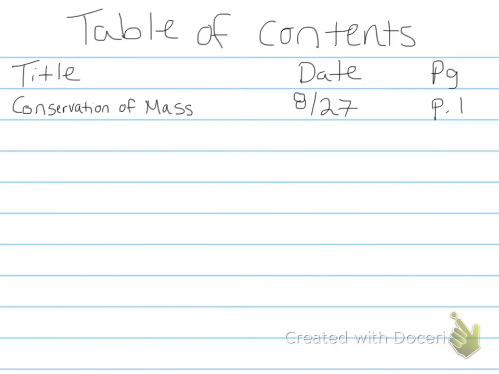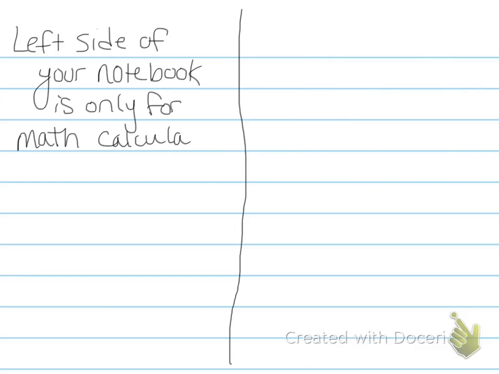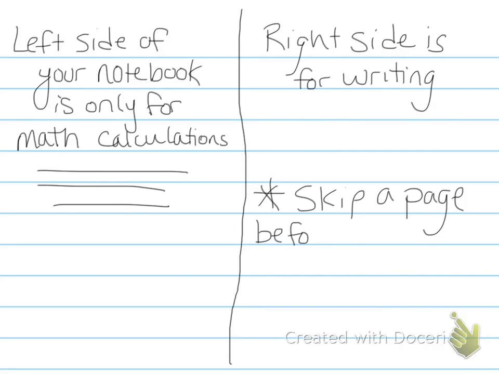So then what you want to do is understand that every time we write a lab, the left-hand side of your notebook is only for math. So I've drawn a line down the middle here to represent that I've got an open notebook with 2 pages that I'm looking at right there. So I only ever put math on the left-hand side. I never write anything else on the left-hand side. I only write anything on the right-hand side. So the right-hand side is all for just writing up the lab, and all of that. So what I want you to do is skip a page here before you start your actual lab.